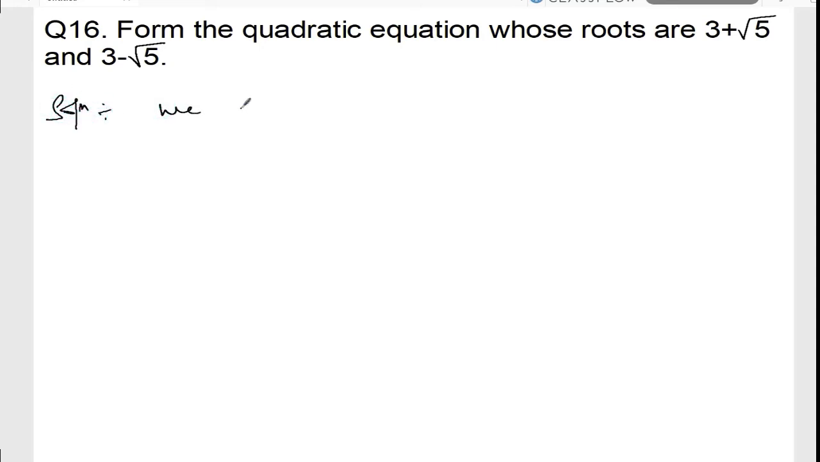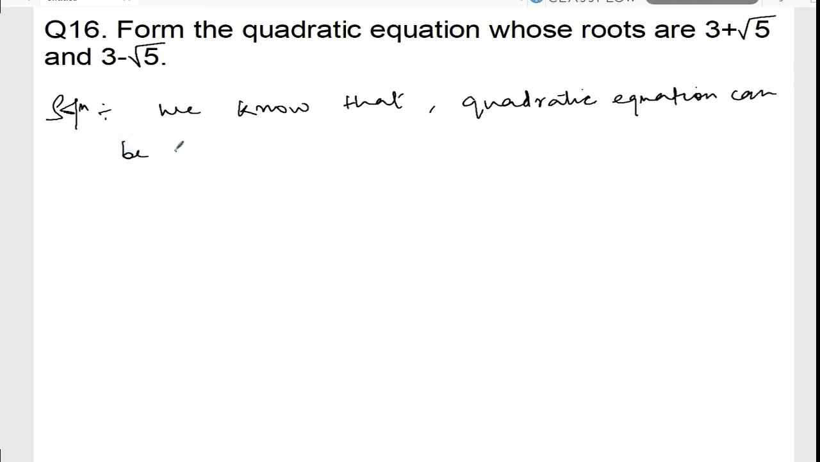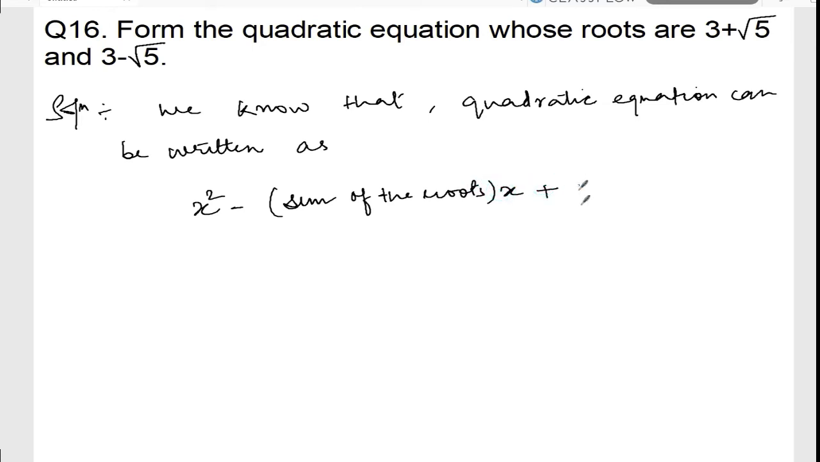We know that a quadratic equation can be written as x square minus (sum of the roots) x plus product of roots is equal to 0. Therefore, let us find the sum of the roots.